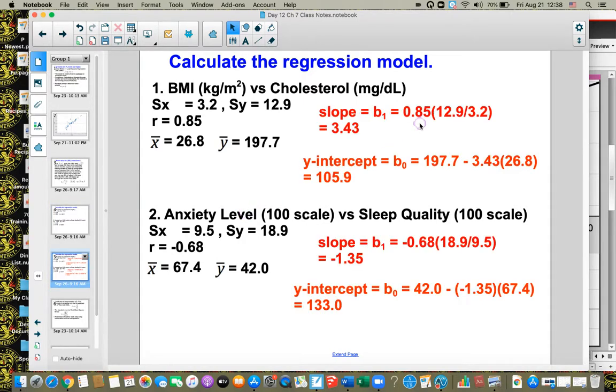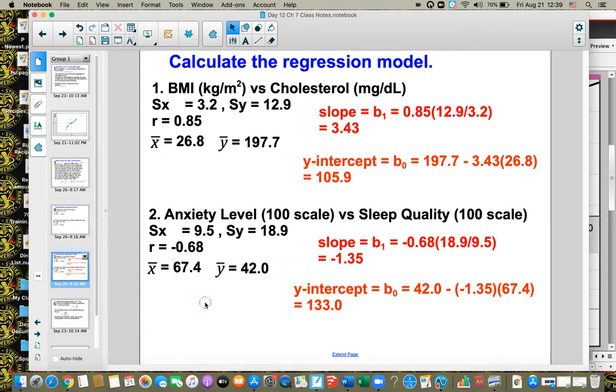So you should have used the R value, the correlation coefficient, times the SY over SX. So the standard deviation of the Y divided by the standard deviation of X, and that will get your slope. You take that slope and you put it back into the equation of the line, and you have to add in your mean of your X and the mean of your Y. So here's the mean of the Y and the mean of the X. Solve that and you get 105.9 for your y-intercept. So I have my slope, I have my y-intercept, I have enough to write the equation of a line. I didn't actually write it out, but you should, right?